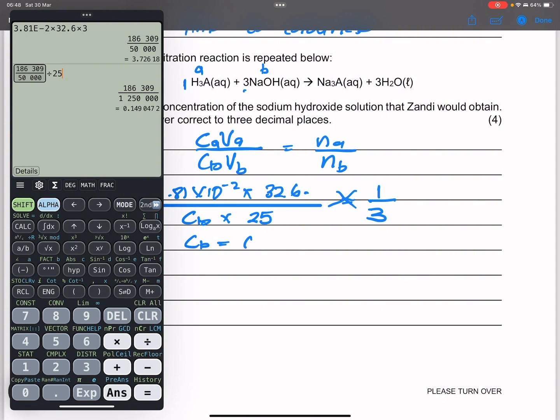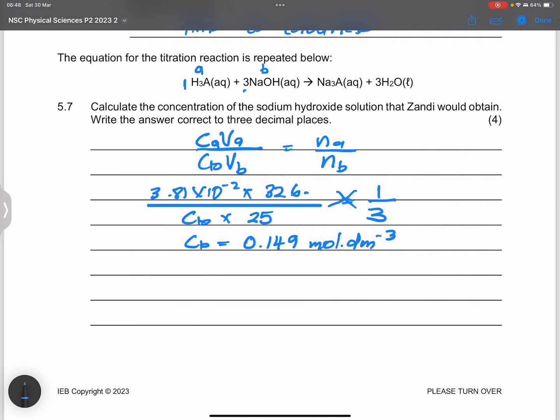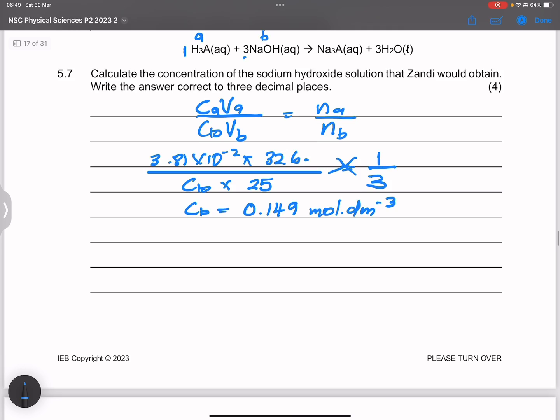Okay, and I get a concentration. And remember, they said to 3 decimal places. That's 0.149 moles per cubic decimeter. So that is the concentration of sodium hydroxide, which is our base.